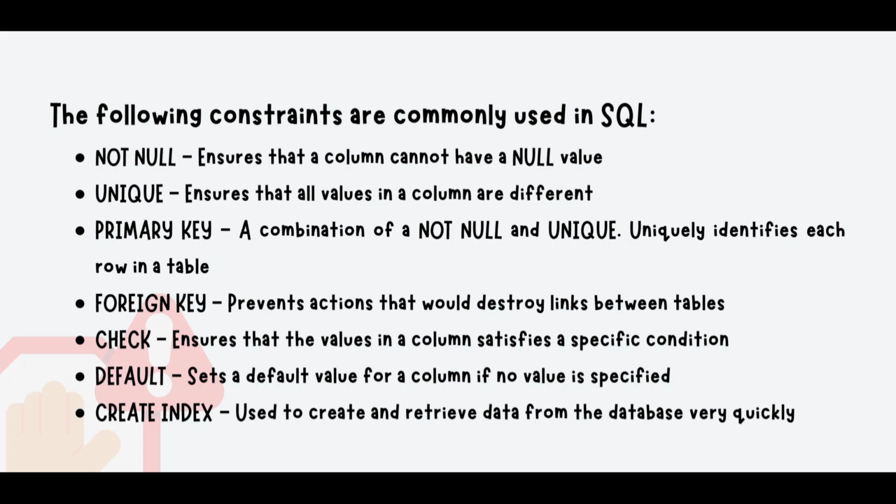Then is primary key, a combination of not null and unique, that uniquely identifies each row in a table. Next is foreign key, which prevents actions that would destroy links between tables. Check ensures that the values in a column satisfy a specific condition. Default sets a default value for a column if no value is specified. Create index is used to create and retrieve data from the database very quickly.